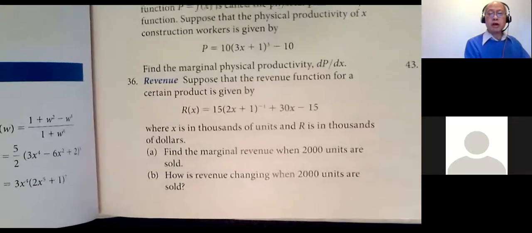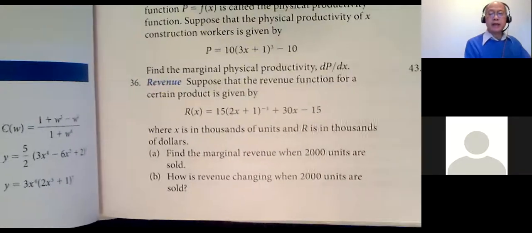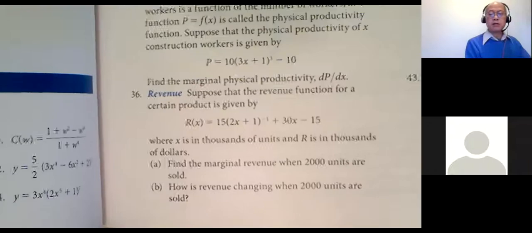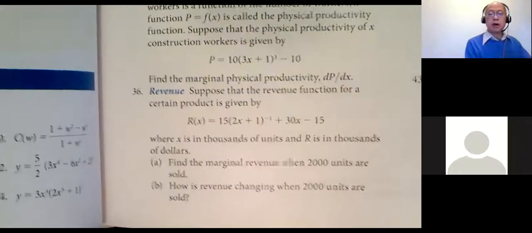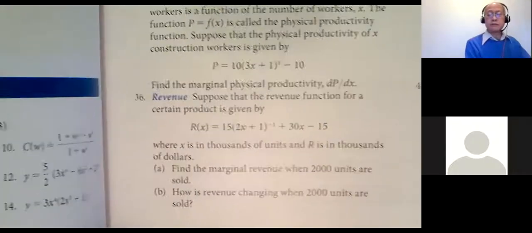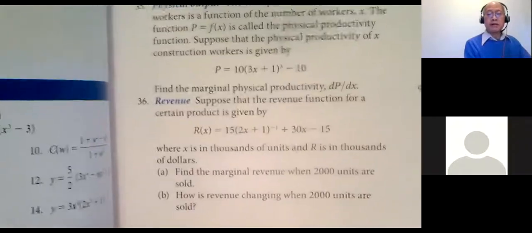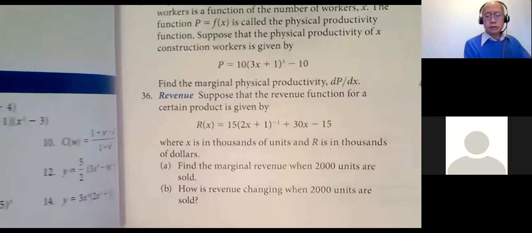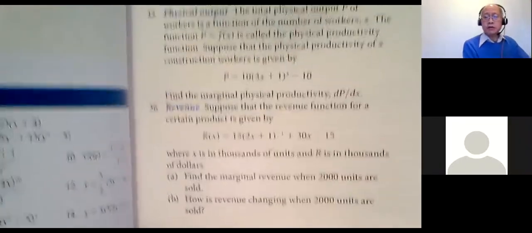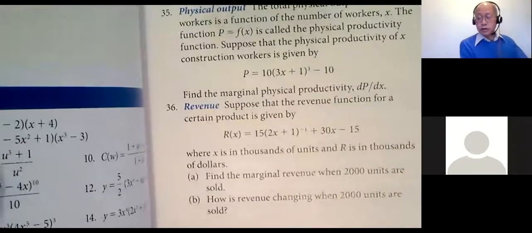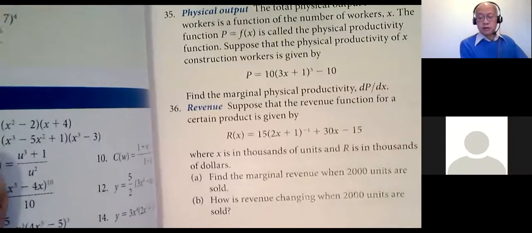Okay, revenue function, R of X is blah, blah, blah. X is thousands of units. R is thousands of dollars. Find the marginal revenue, derivative, when 200 units are sold. One thing about this, the formula is in thousands. So see where it says 2,000 units? You're plugging in 2, not 2,000.